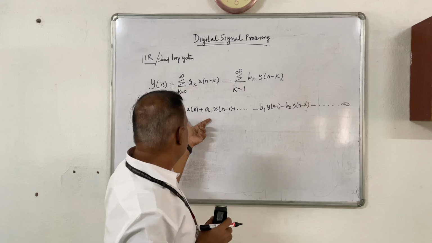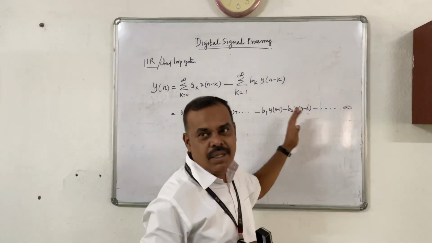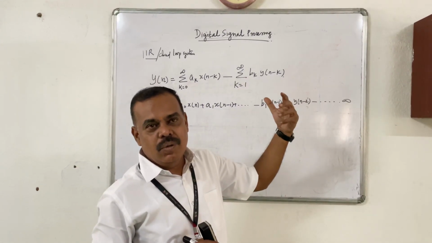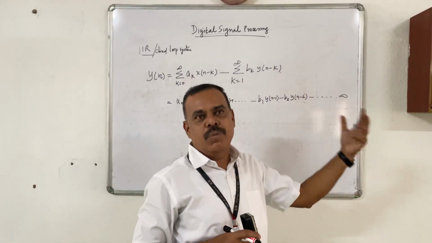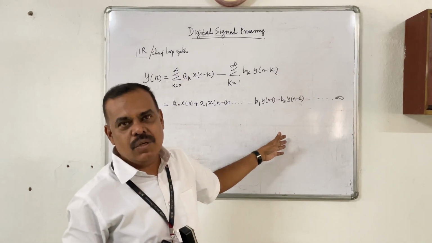So here the present output depends on the past and present input and past output. That is called a closed loop system. That means it not only depends on the input, it also depends on the feedback from the output. That is why it is called a closed loop system.